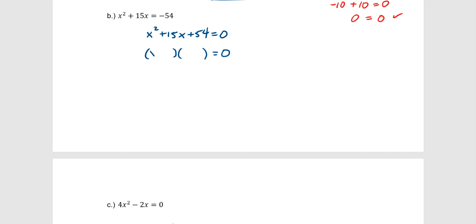So this is going to be x plus 9 times x plus 6. Once we have it completely factored, we're going to split it off and set each factor equal to 0.